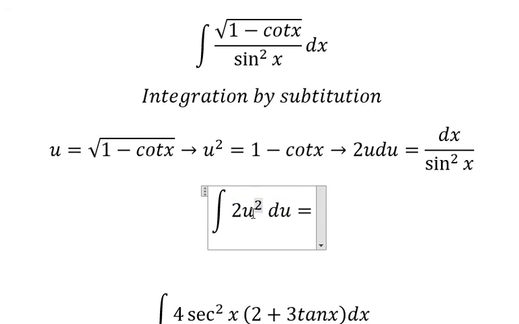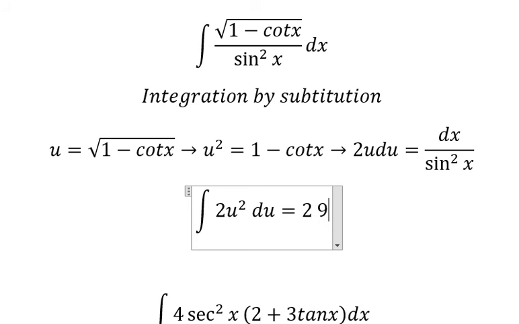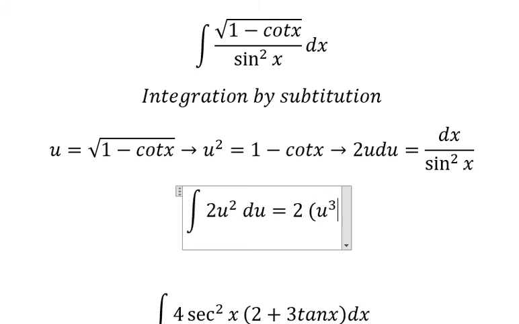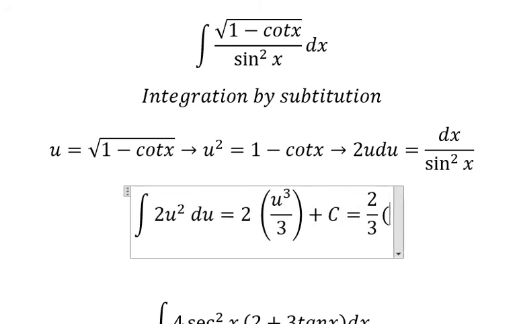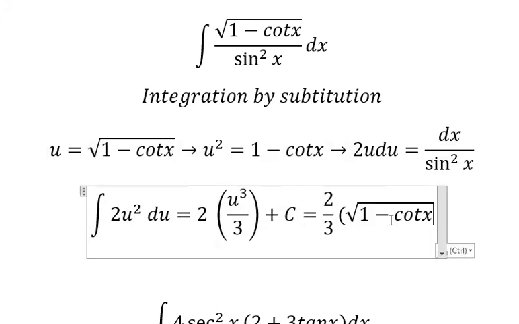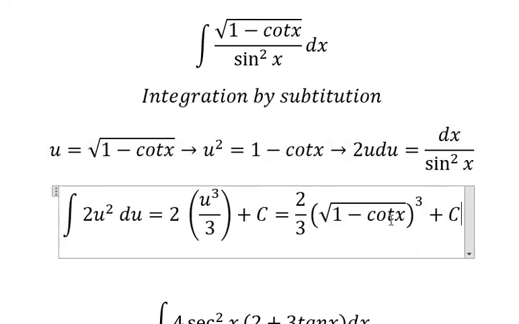And now, the integration of u squared, you get u to the power of 3 over 3, and we put c. About u, that is this one. And this is the final answer.